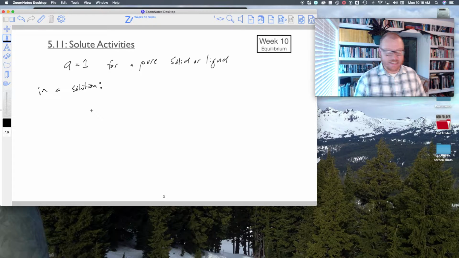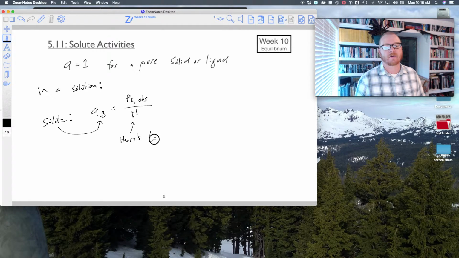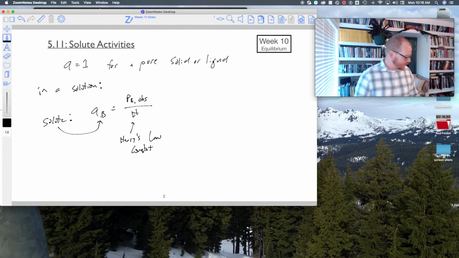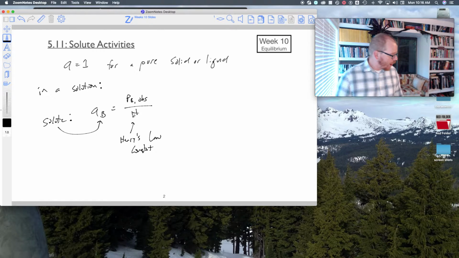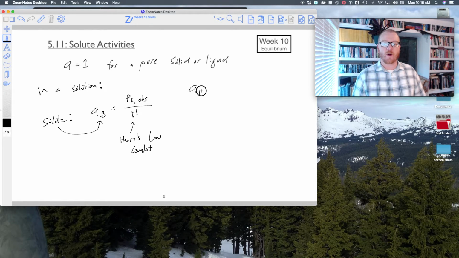and this is the case of an ideal solution, the solute will follow Henry's law, like what we talked about before. So now I'm going to say a_B, where B is my solute, and that's going to be the observed pressure of that solution divided by the Henry's law constant. And that's dependent on which solvent you are in. And our limits for the solute go as the following.